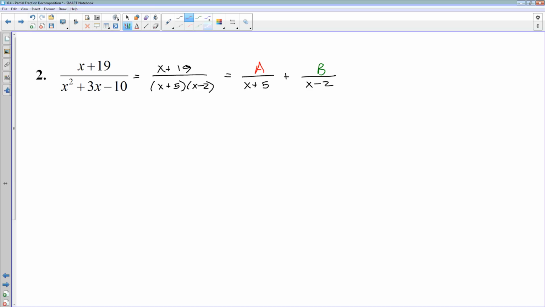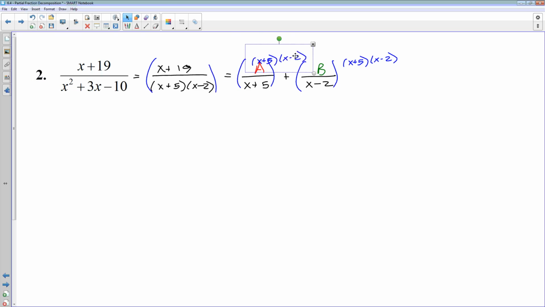Then I will multiply everything, every single fraction. I'm going to multiply by x plus 5, x minus 2. And for the sake of time, I'm going to copy and paste that.